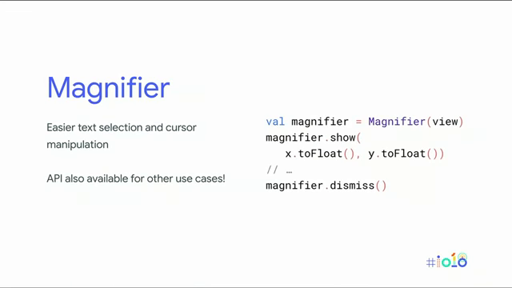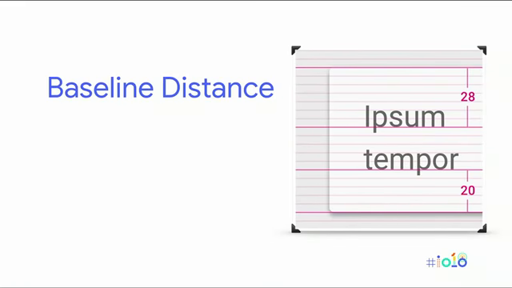So you can show this and dismiss it and use it for your stuff as well. So core functionality that we want in the system user interface, but also useful APIs for developers to use for their own purposes.